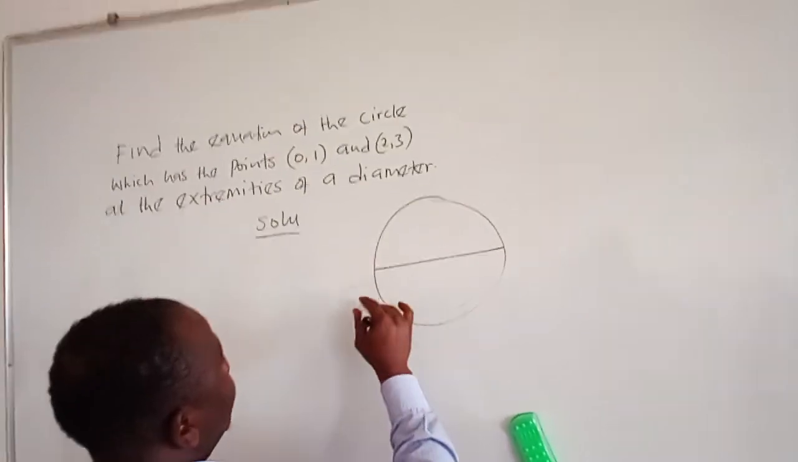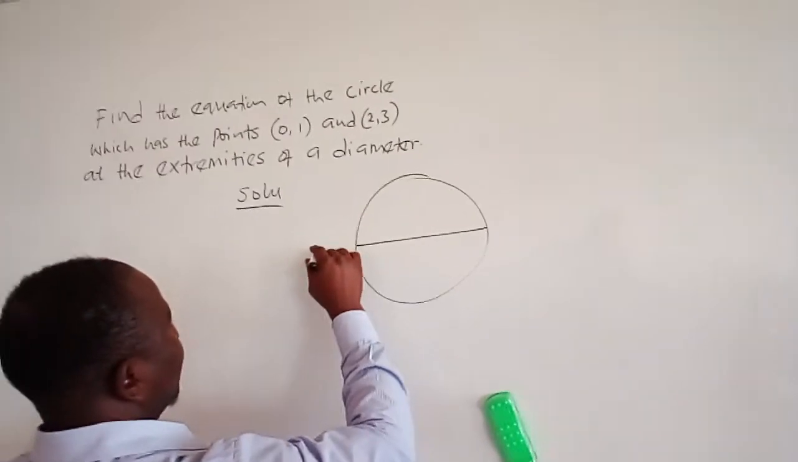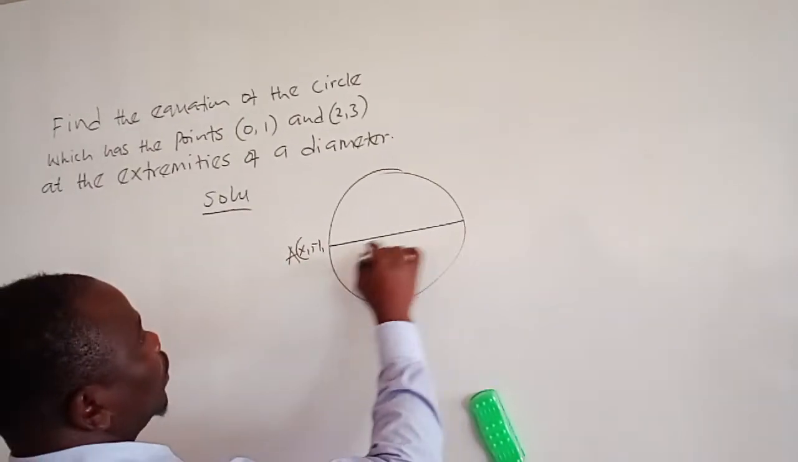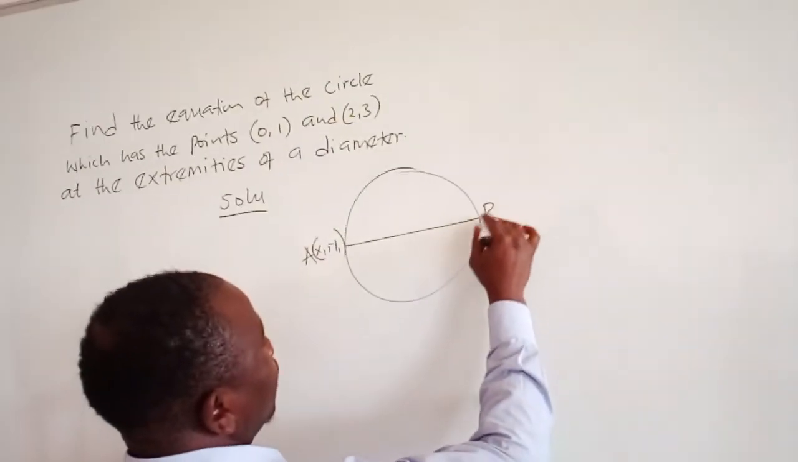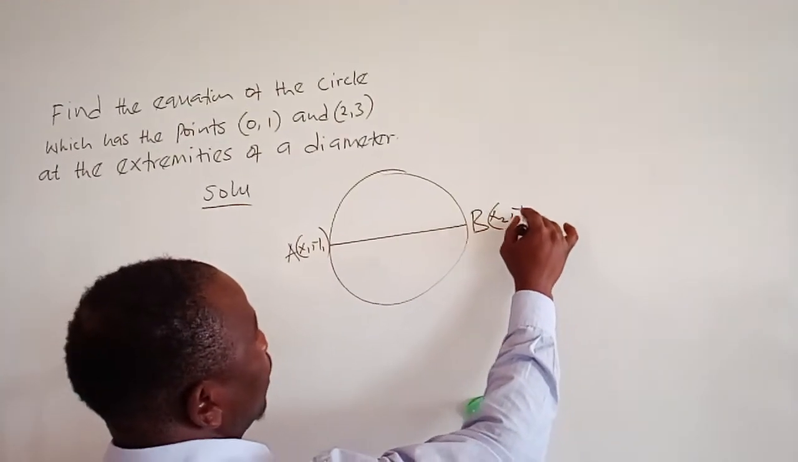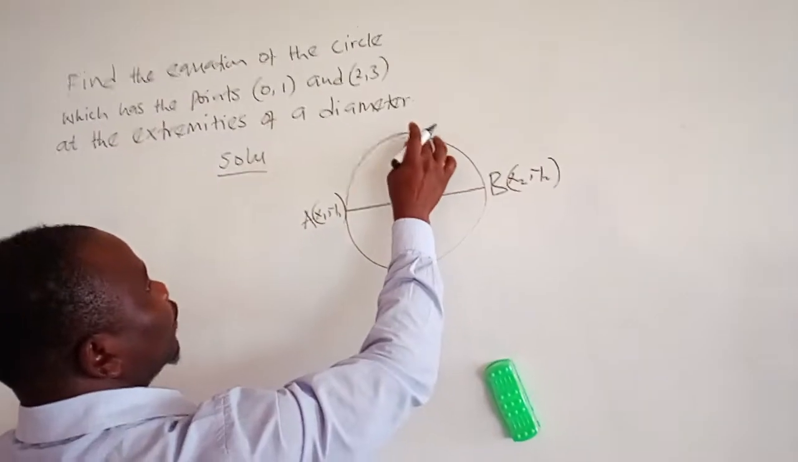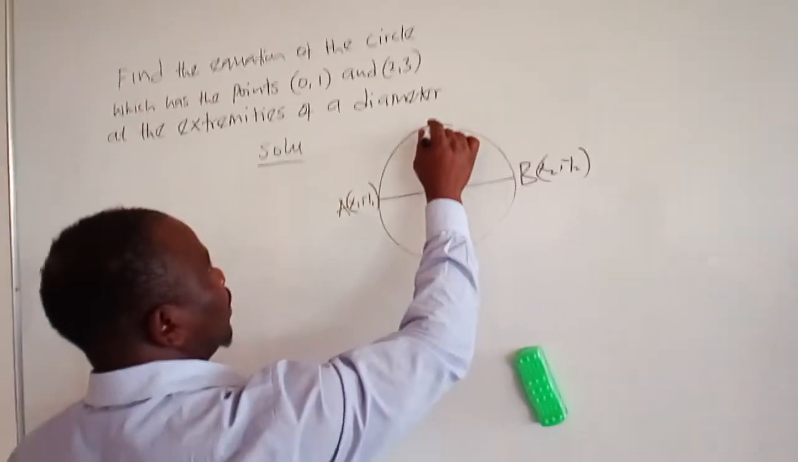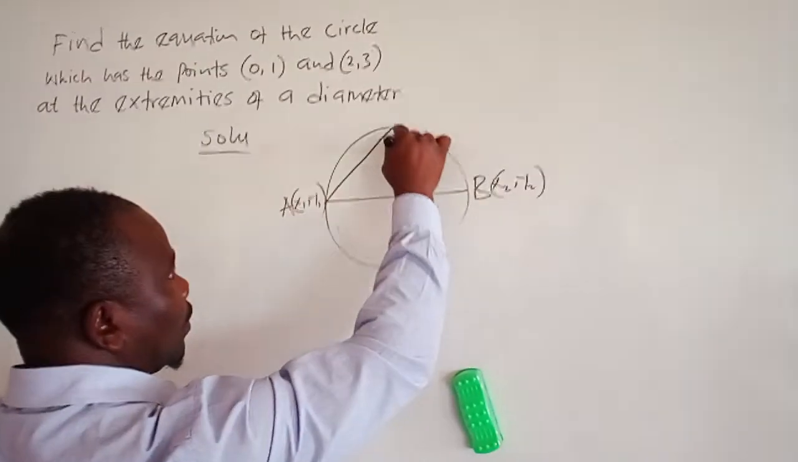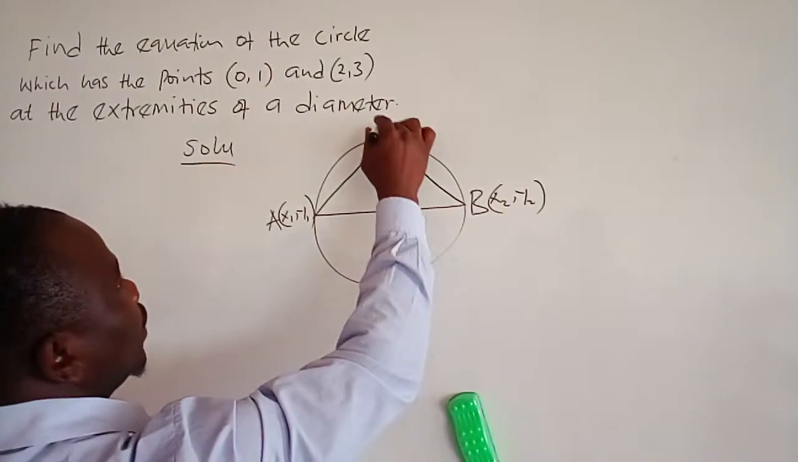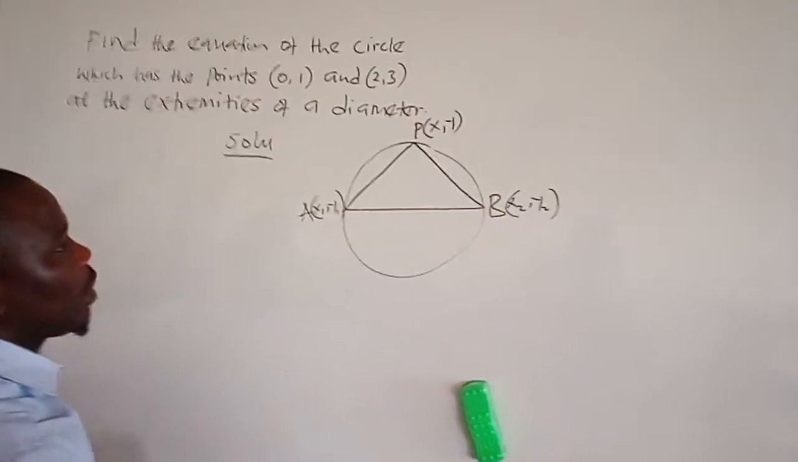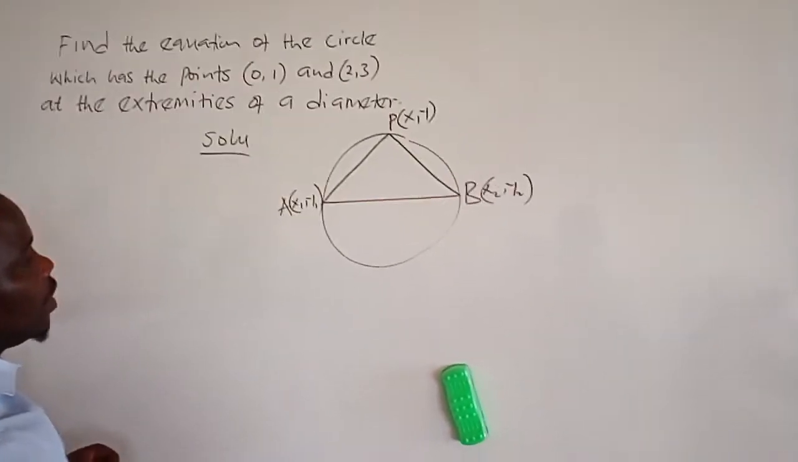This diameter, this is point A. Point A is (x1, y1). Point B is (x2, y2). Then let us have a point P here. This is point P, (x, y).